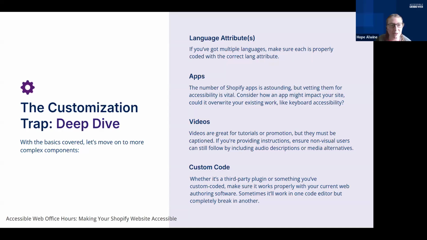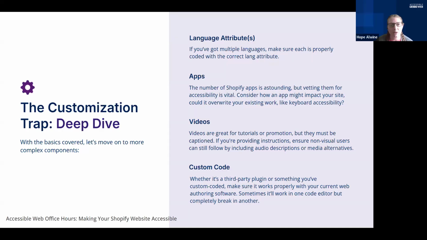So the second point we're going to talk about is apps. So the number of Shopify apps is astounding, but vetting them for accessibility is vital. Consider how an app might impact your site. Could it overwrite your existing work, like keyboard accessibility? Another key note is that there are accessibility apps out there, but use them with caution. Accessible overlays are like putting a band-aid on a cut that really needs stitches. Or there might be a text zoom app that may end up reordering your site and confuse assistive technology. Always test an app and ensure it won't interfere with other assistive technologies or the function of your site.